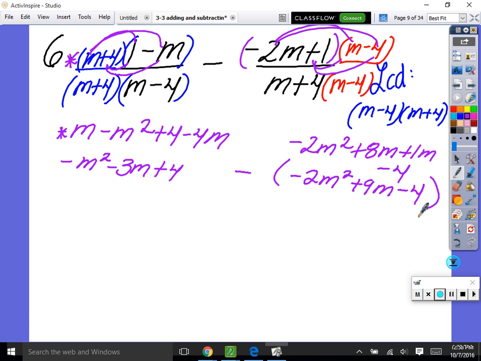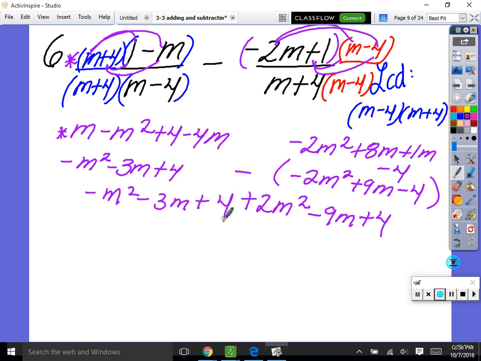So now we'll distribute that through. That's positive 2m squared minus 9m plus 4. So we still have this on top, negative m squared minus 3m plus 4, and now we can combine like terms on top. So let's start with m squared. We have 1m squared minus 12m's plus 8, and that's all over, and let's leave it factored.